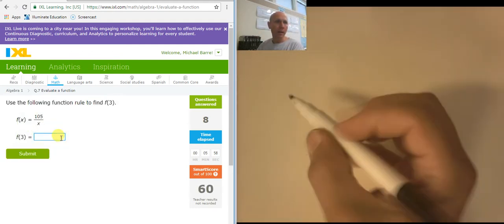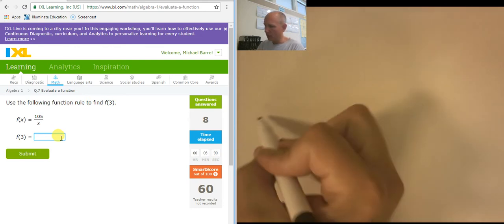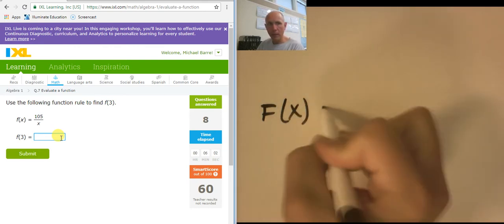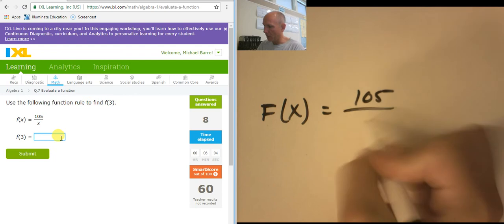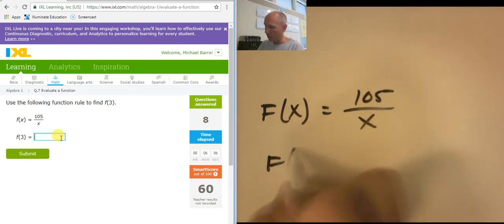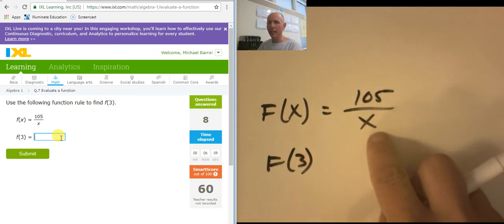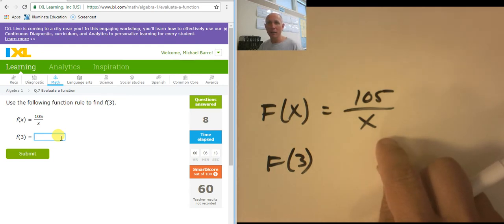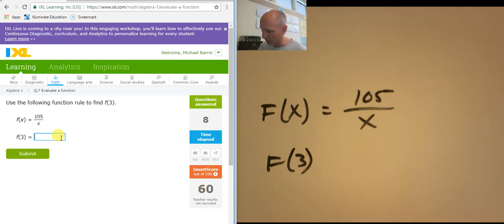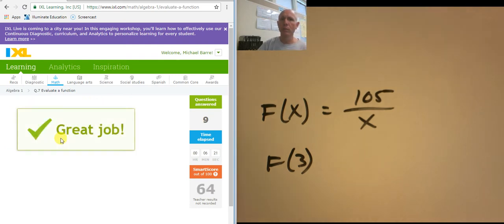I'm up to 60. How many minutes have I done? 5 minutes. All right, so my function is f of x equals 105 over x, and I'm going to find f of 3. So I'm replacing the x with a 3, so it's 105 divided by 3. What's it going to be? 35? Sure feels like 35. Boom. Great job.